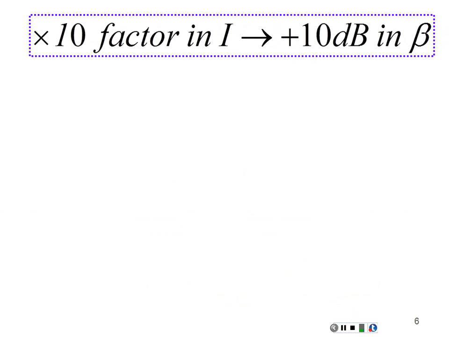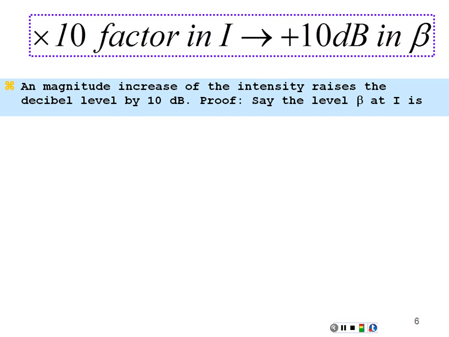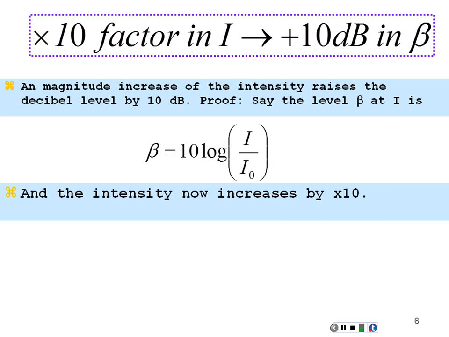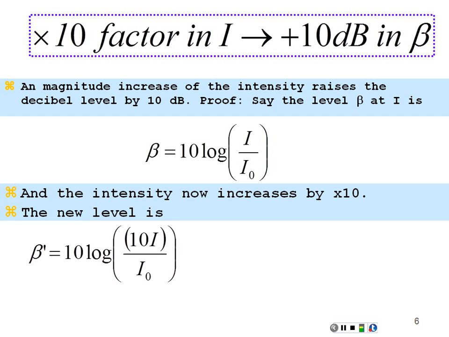If we increase by a factor of 10, that is an increase in decibel level by 10 decibels. And here's the same type of proof. Our original decibel level is 10 log I over I naught, but now we have a new intensity that's 10 times greater. And so our new intensity level, beta prime, is 10 log 10I over I naught.